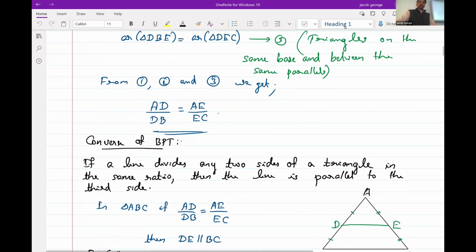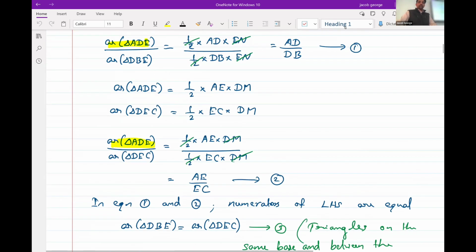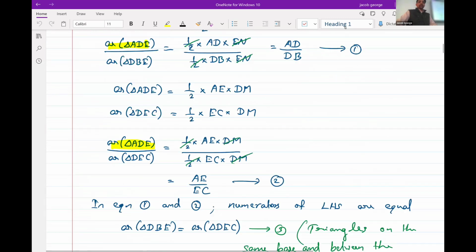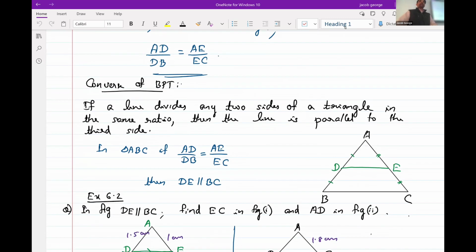Next, converse of BPT. So all of you have the notes of this one, right? BPT, you have the notes. Converse statement and application sums are there. Proof is not there for converse. What is converse? If this result is given in converse, what result is given? AD by DB is equal to AE by EC. Then conclusion is, what is the conclusion? DE is parallel to BC. Okay, sums are there. Based on this one, we have the sums.